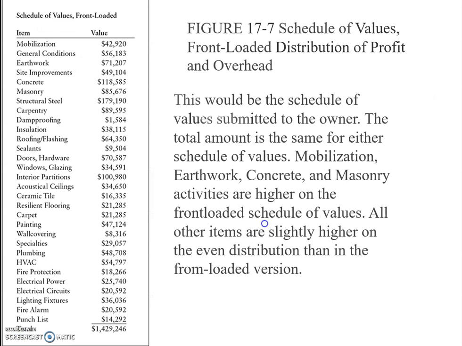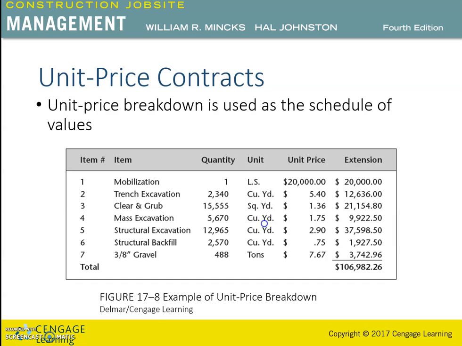Next, let's look at unit price contracts. Unit price contracts require that the bid be presented in unit prices for particular items of work. These types of contracts are usually in engineering and construction, and are found frequently in public works contracts. In these contracts, the unit price breakdown is used as the schedule of values. Each unit price includes labor, material, equipment, subcontracts, direct overhead, indirect overhead, and distributed profit.